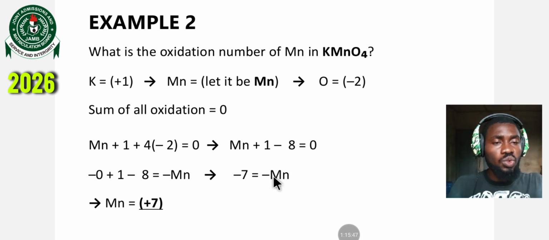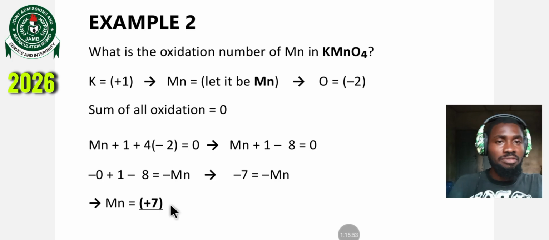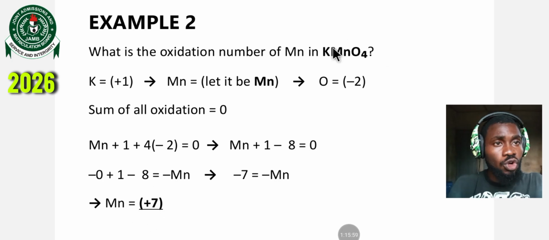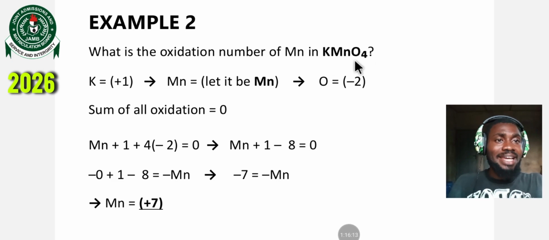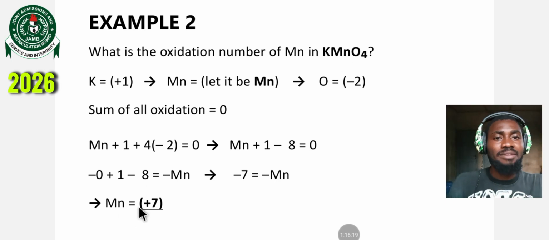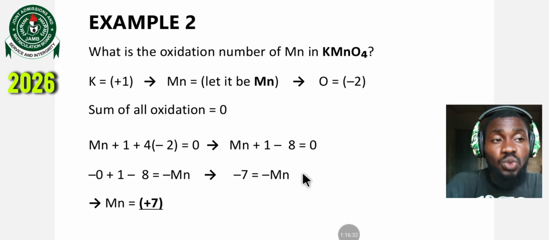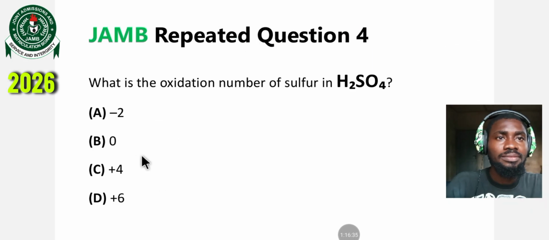And when minus 7 crosses the equal sign to this side, it becomes plus 7. And it's going to give us Mn equal to plus 7. So we already got the oxidation number of manganese in this compound, potassium MnO4. This compound can be named as what? Potassium tetraoxomanganate 7. The oxidation number of manganese here is plus 7. Now that we have understood how to calculate oxidation number, let's move straight to the Jamb repeated question 4.